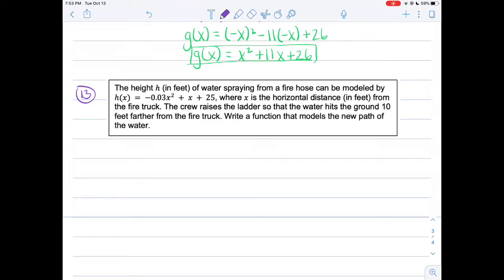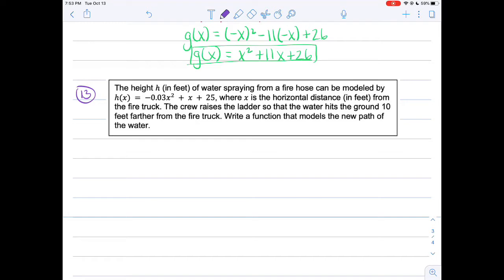Let's look at our word problem finally. So the height h in feet of water spraying from a fire hose can be modeled by this function: H of x is equal to negative 0.03 x squared plus x plus 25, where x is the horizontal distance in feet from the fire truck. The crew raises the ladder so that the water hits the ground 10 feet farther from the fire truck than this equation, and we want to write a function that models the new path of the water.